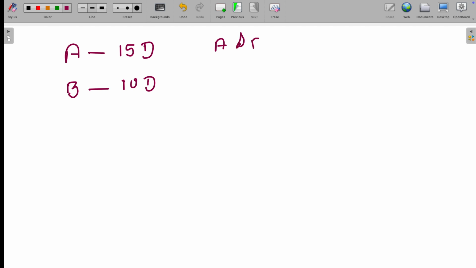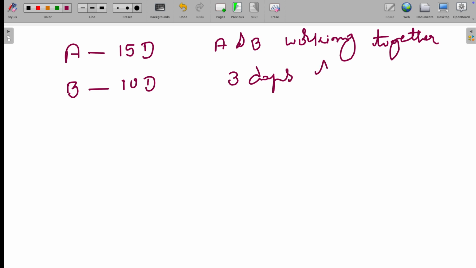A and B working together 3 days. After that A left. Then B will finish the remaining work in how many days? That I need to find out. Okay, let's do this question.